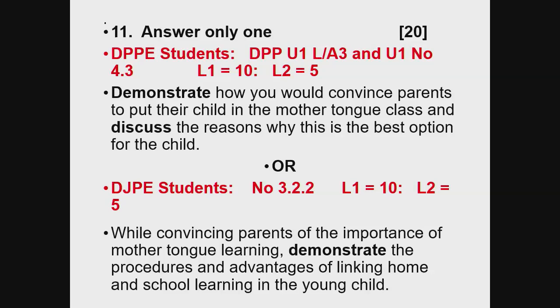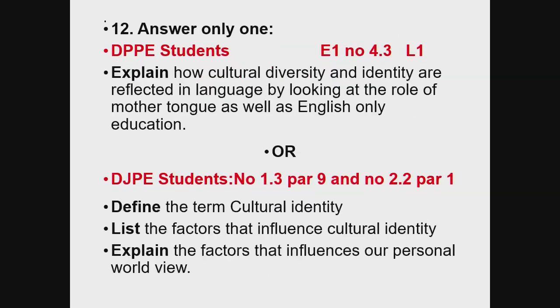So, this is a demonstration of the procedures and the advantages of linking home and school, so it's two linked. First you demonstrate the procedures and then you demonstrate the advantages. Procedures, how it is done, advantages, what will come from it. So this is also a two-part question. Level 1, 10 marks and level 2, 5 marks.